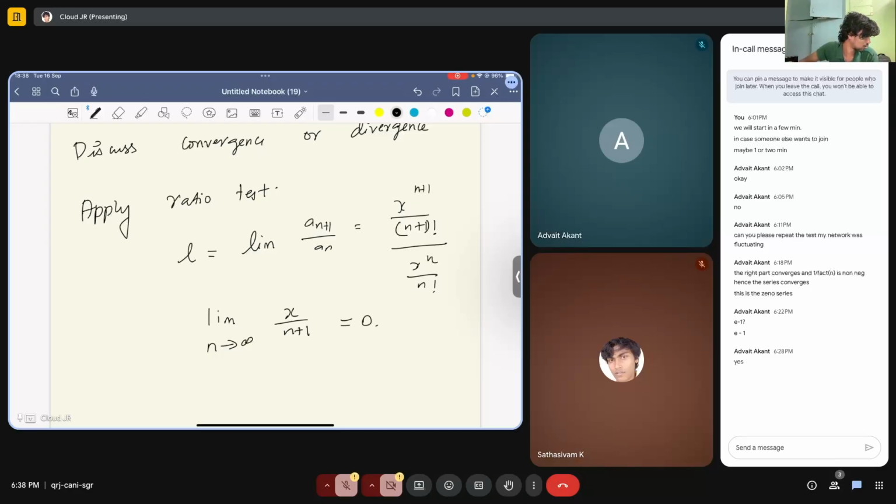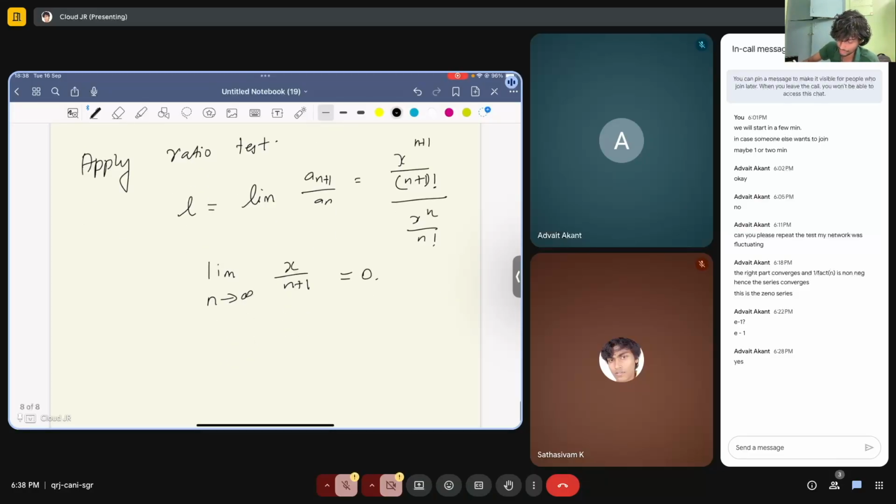So since your limit is 0, L is equal to 0. So by the ratio test, your sequence is convergent.